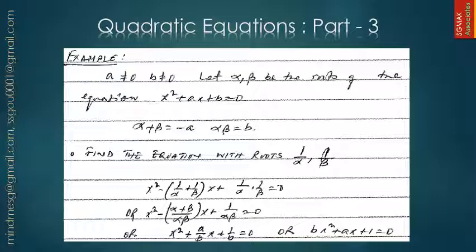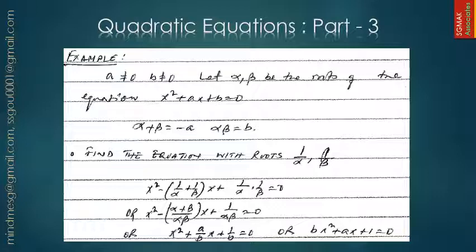Example: a not equal to 0, b not equal to 0. Let alpha and beta be the roots of the equation x squared plus ax plus b equals 0. Then we have the relationship alpha plus beta is minus a, in standard form, and alpha times beta is b. Now find the equation with the roots 1 over alpha and 1 over beta. The equation will be x squared minus the sum of the roots times x plus the product of the roots, and that gives you, as you can see by simplifying, x squared plus ax over b plus 1 over b equals 0, or bx squared plus ax plus 1 equals 0.